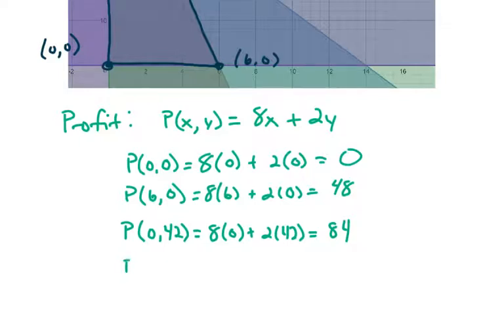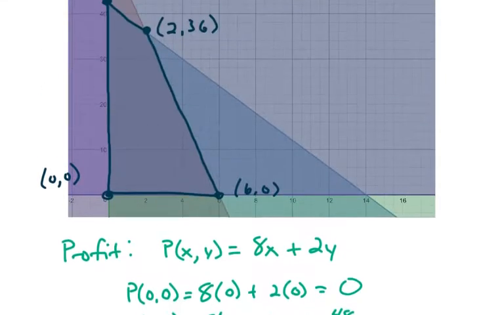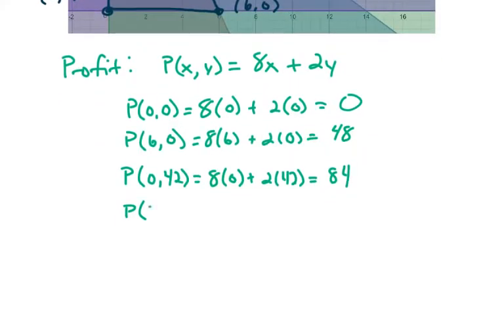And then we have that final point, which was (2, 36). So P of (2, 36). We're going to take 8 times 2 plus 2 times 36. 2 times 36 is 72. 8 times 2 is 16. 16 plus 72 is 88.